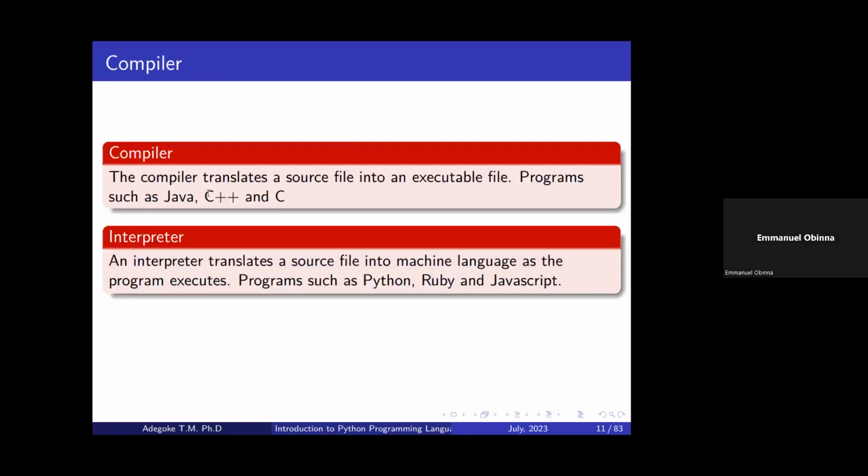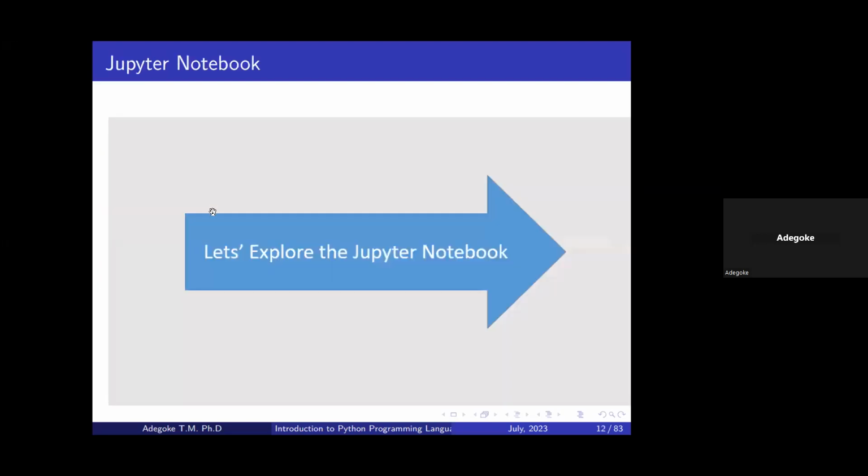So when it comes to the kind of software used by Python, there are many languages that use a compiler, while some use an interpreter. Programming languages like Java, C++, and C make use of a compiler. That means they need to compile all the code before they can actually perform the analysis. But an interpreter translates the source file into machine code line by line. Such languages include Python, Ruby, and JavaScript.